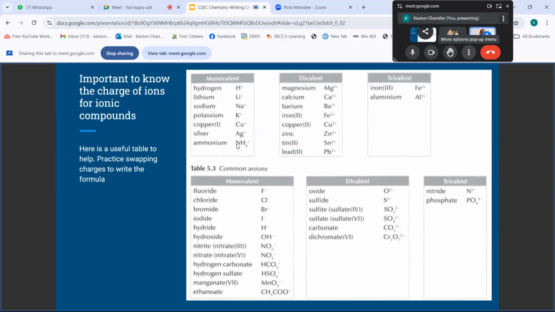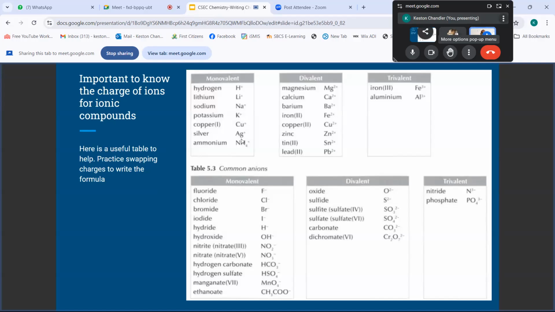Meaning that the charge they will have when they lose an electron will be a positive charge. Now, there are some other molecules included in here that we need to know as well. Hydrogen, lithium, sodium, potassium, copper 1, and silver, all in their elemental state. Ammonium is a molecule. It's made up of nitrogen and hydrogen bonded together. But this molecule gives up a lone electron and also has a positive charge, right?